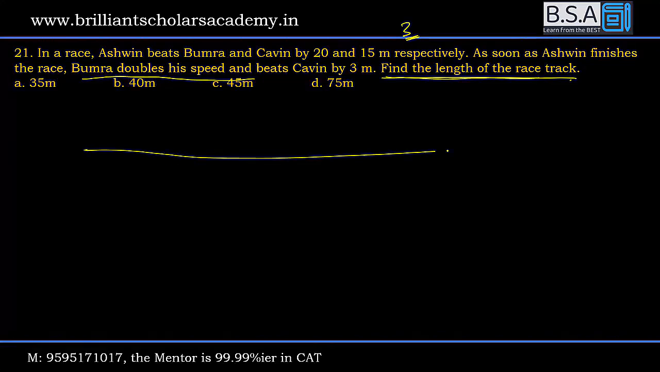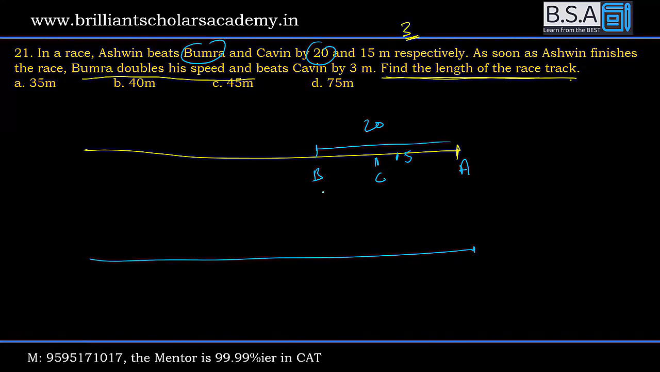I do not know what is the length of the track, but when Ashwin is here, he has defeated Bumrah by 20 meters. So Bumrah is 20 meters behind Ashwin. And where is Kevin? Kevin is 15 meters behind. If I have to win, I have to double my speed. I do not know what was the speed of Bumrah earlier. Now Bumrah doubles his speed.